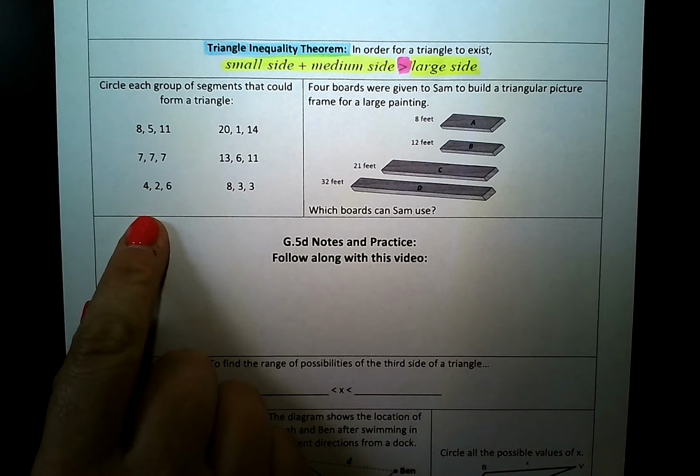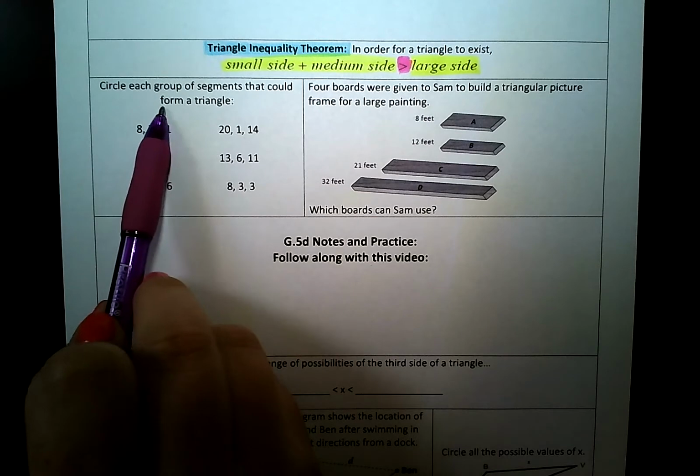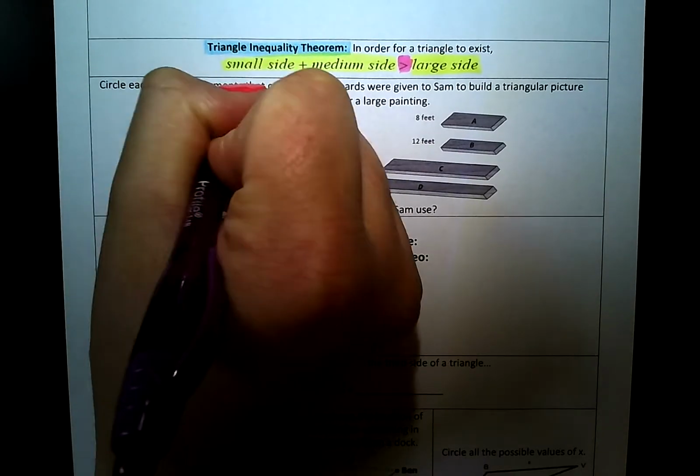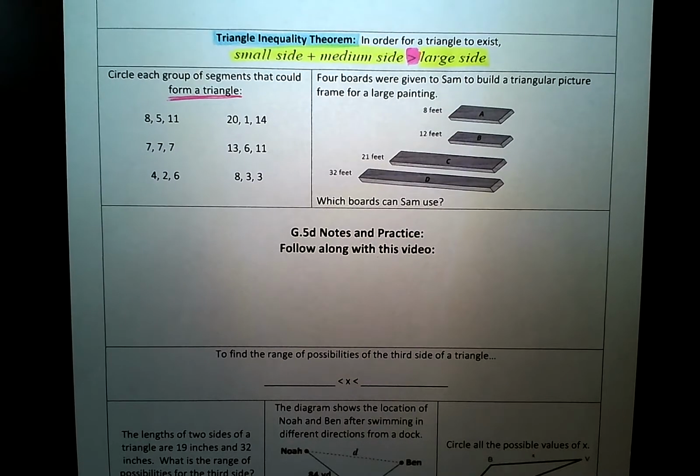Here I've got a problem that says, circle each group of segments that could form a triangle. Now, a lot of times students want to do the Pythagorean theorem here. But notice it does not say form a right triangle. It just says form a triangle. So it could be any kind of triangle. Obtuse, scalene, does not matter as long as it forms a triangle. So I'm going to use the triangle inequality theorem here.